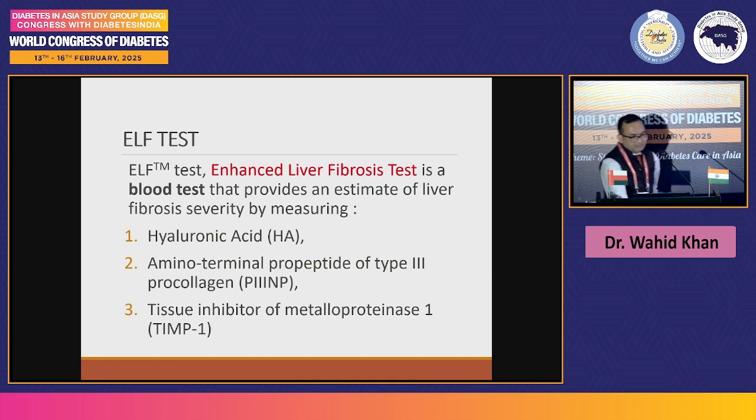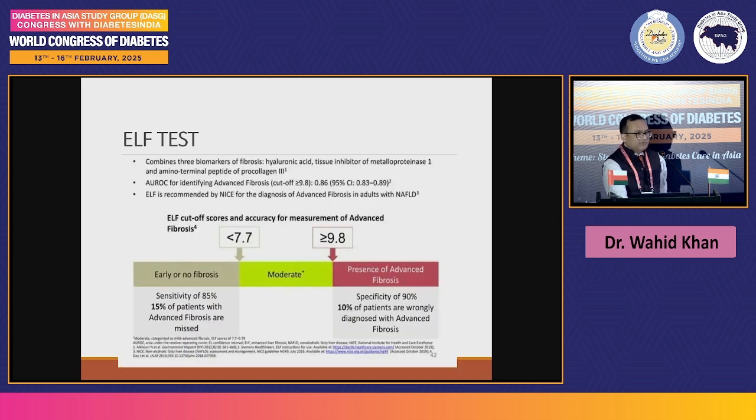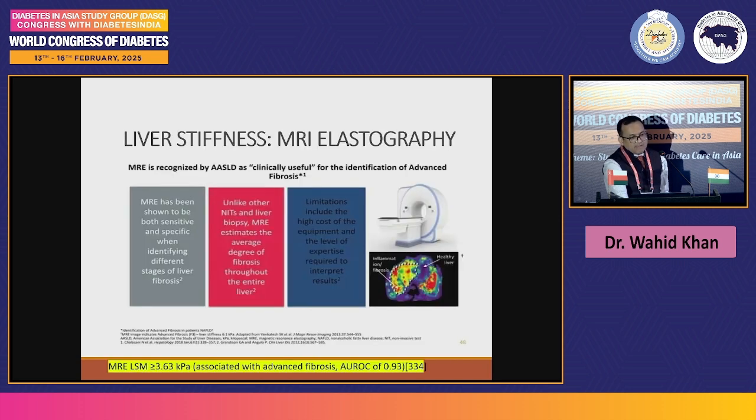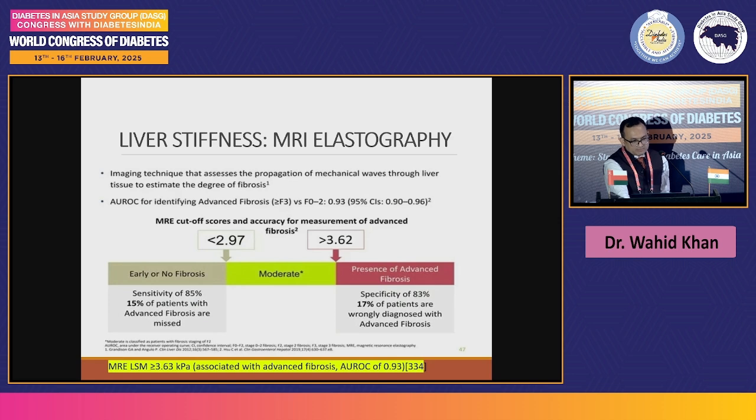The Enhanced Liver Fibrosis test is a blood test that provides an estimate of liver fibrosis by testing serum markers like hyaluronic acid, PIIINP and TIMP1. ELF scores between 7.7 and 9.8 are indeterminate to moderate and should increase the clinical suspicion of advanced fibrosis. MRI elastography has been shown to be both sensitive and specific when identifying the different stages of liver fibrosis. Liver stiffness values on MRI of 2.97 to 3.62 have been propounded to be specific enough, so that 83% of patients we cannot miss by this value.